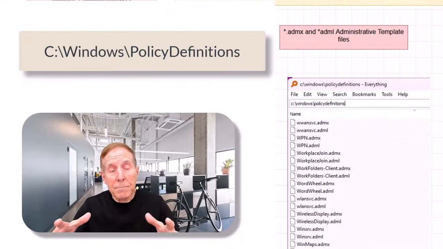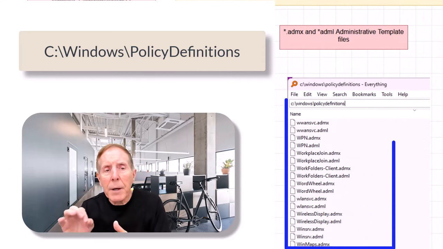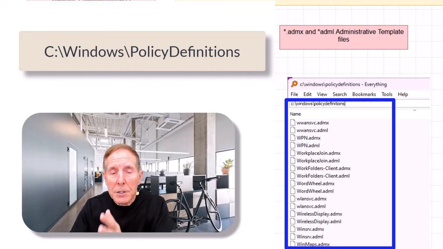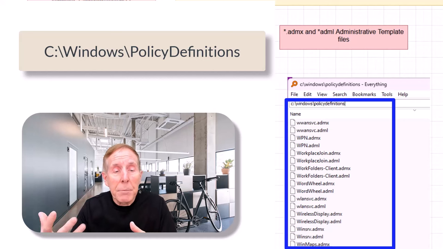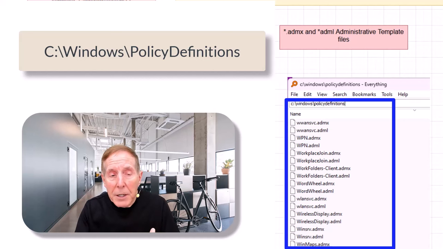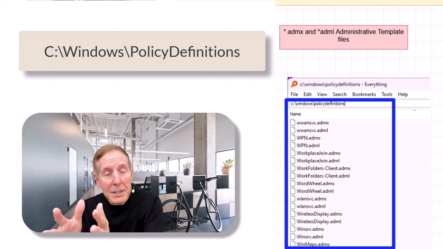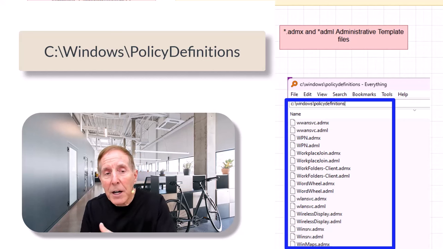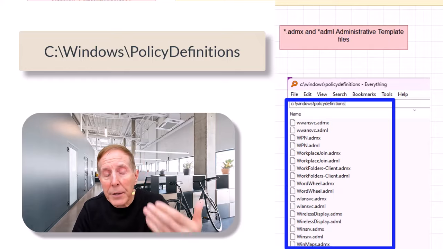Now the last component on the client side is a series of ADMX and ADML files found in the Windows PolicyDefinitions folder. Long list in Windows 11, I think it's 219 of these files that are administrative templates that are kept updated by the Microsoft Update system. Whenever a group policy comes down that needs to edit the registry, we go to this PolicyDefinitions folder where the ADMX file is. That ADMX file will help us apply those registry changes to the registry to apply that group policy.